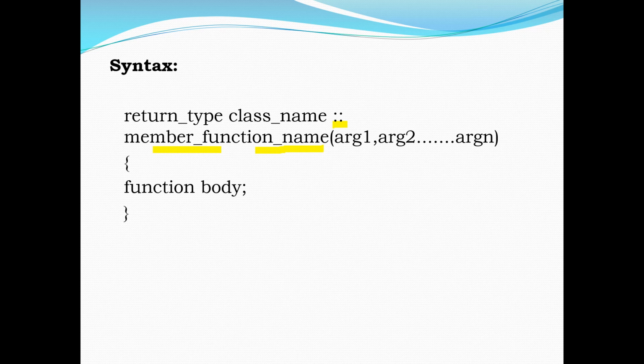How do we open the function body? By using the symbol called an open brace. With the open brace, followed by the function body. Once the function body is finished, it should be closed by using a close brace. Once the close brace is given, the member function has ended.